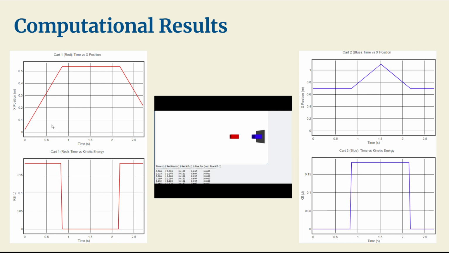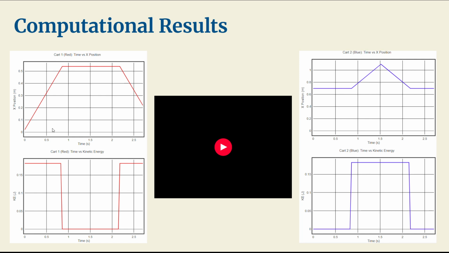This is the graph that the GlowScript generated, where the left card moves right, it's the blue card, the right card stops, gets hit by the left card, and then moves back to the left. Kinetic energy goes from maximum to 0, back to maximum, because all of the energy is transferred.